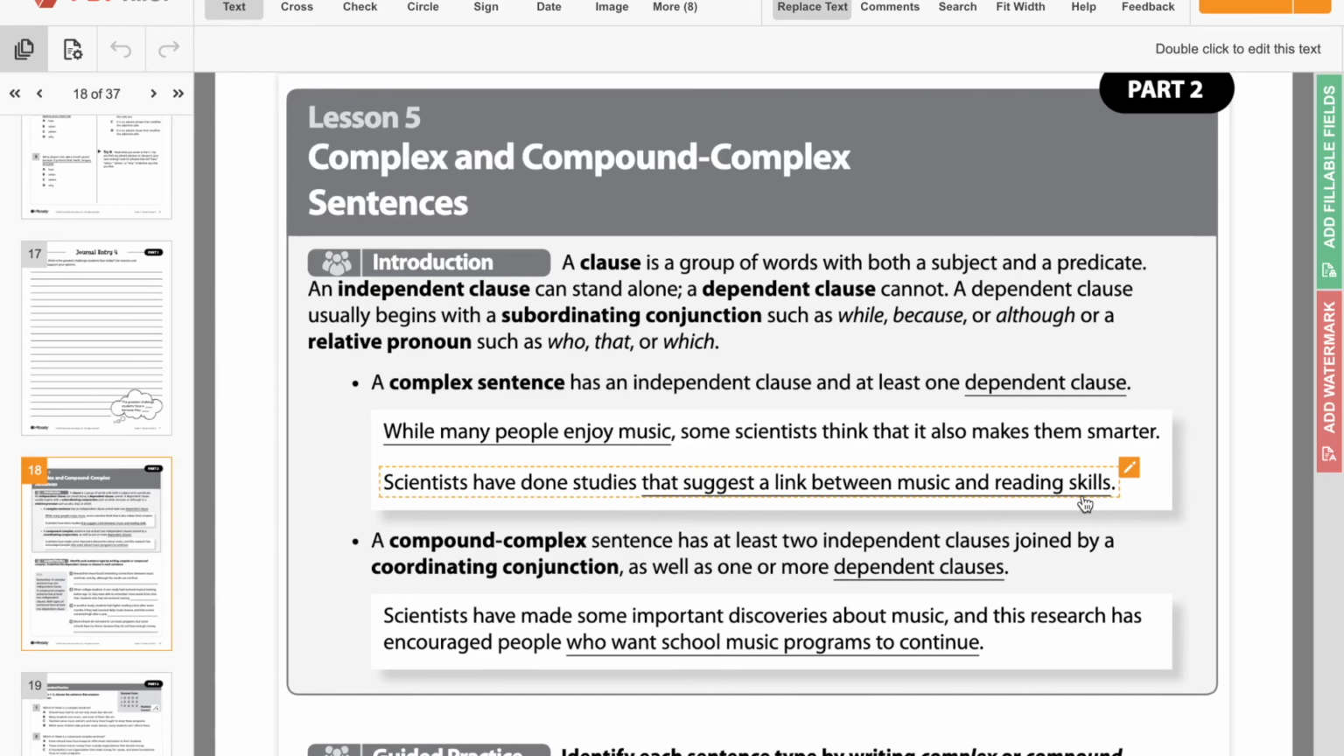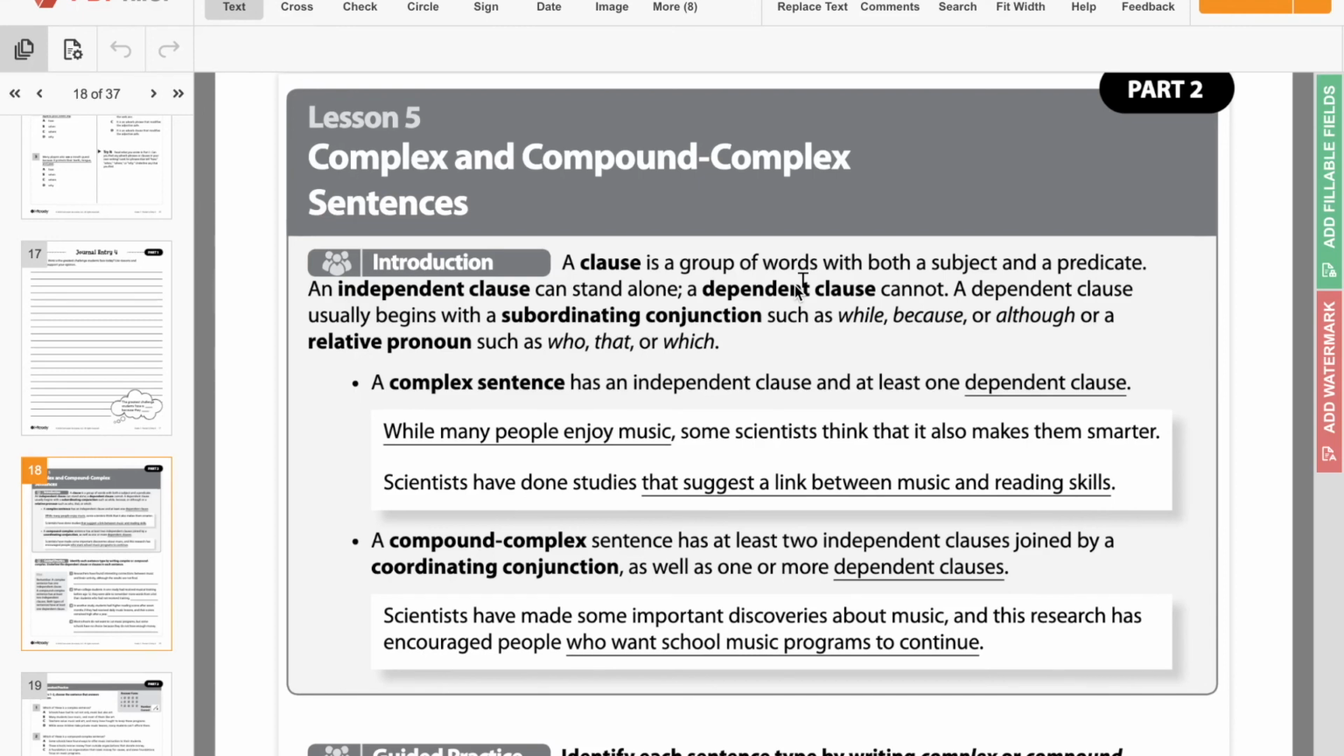A complex sentence, just like we talked about the other day, has an independent clause and at least one dependent clause. It could be more than one, but usually just one dependent clause. So, while many people enjoy music, that's our dependent clause. It begins with the word while, which is the subordinating conjunction. If you just said, while many people enjoy music, and stopped, that would leave people wondering, what else are you going to say? There needs to be more to it than that.